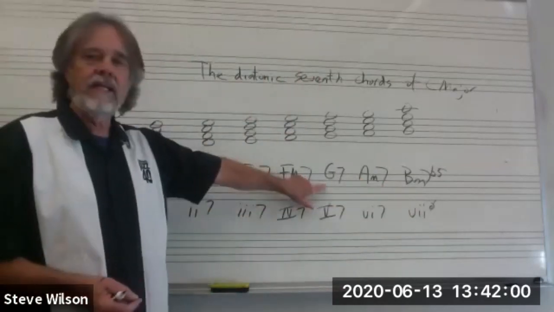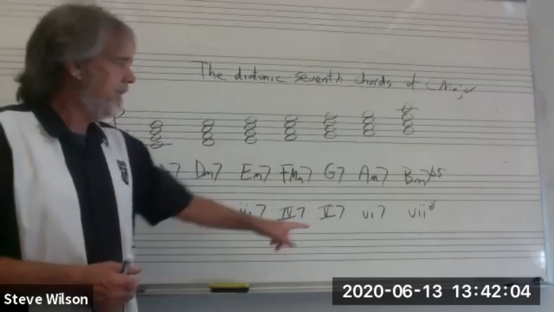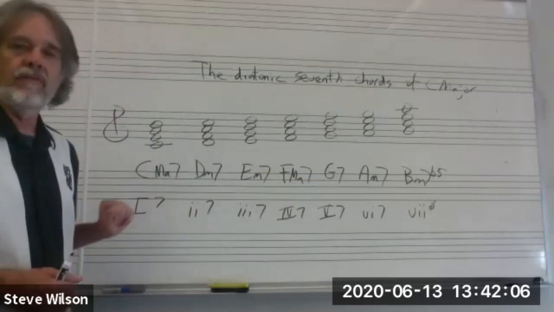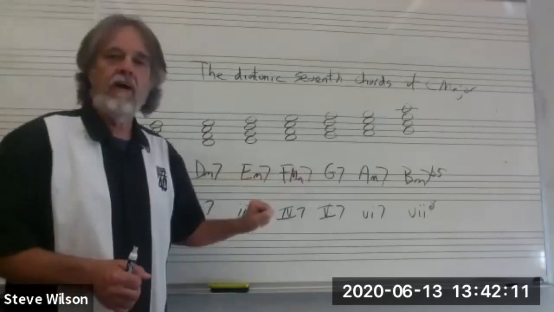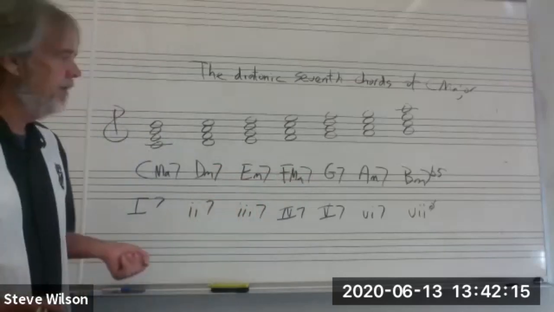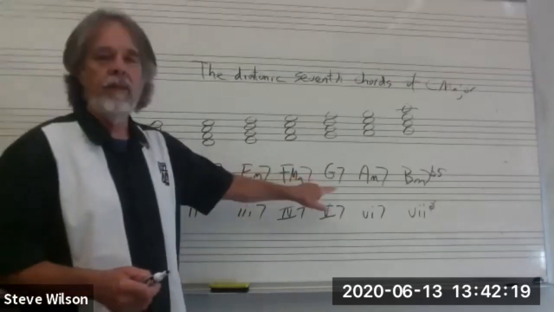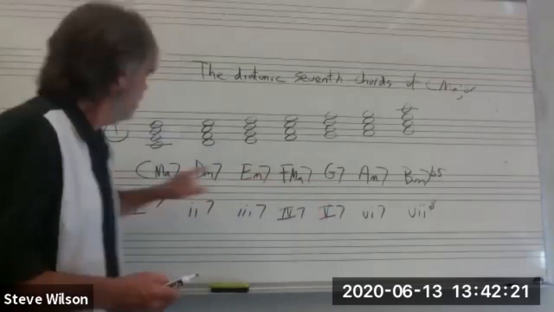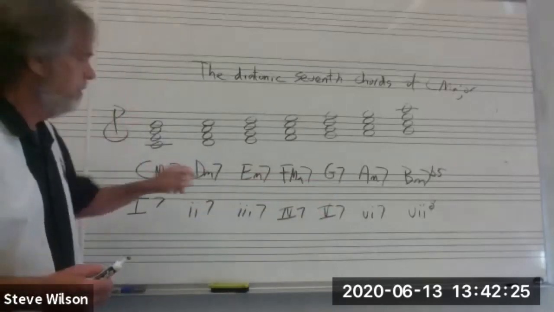But once again, take a look at this. The only place we find a dominant seventh chord in a major key is on 5. Now think about that for just a moment. It's very powerful, and this is one of the things in tonal music. We very often use the dominant chord to define a key. When you hear a G7 chord, your ear says, oh, I must be in the key of C.